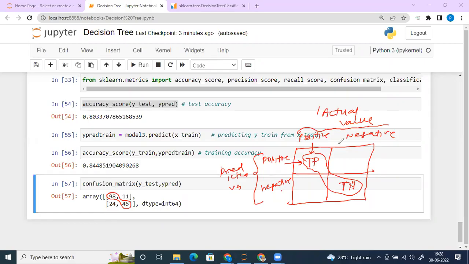Now come here, this one. See, your actual value is negative, but your machine learning model is saying what?